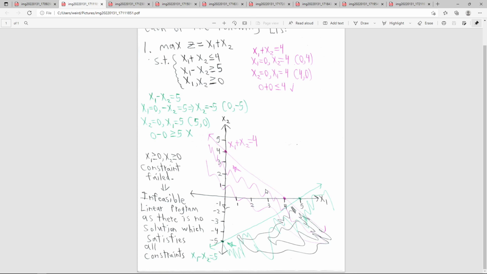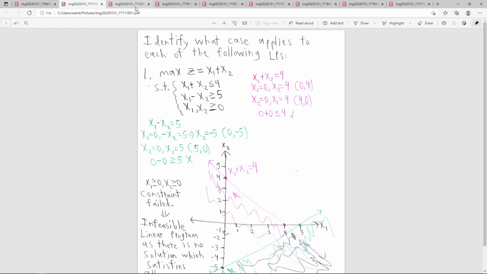We graphed these carefully and you can see there's nothing that you can do. Even showing the shading of those, which I normally don't, the pink and the green overlap in an area where the feasible region is down here and it has negative x2 values. x2 is never positive, therefore there's no feasible solution.